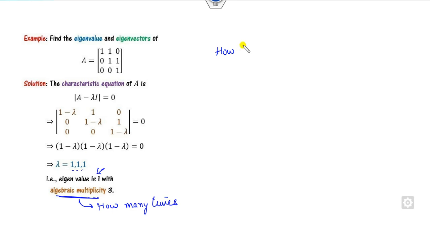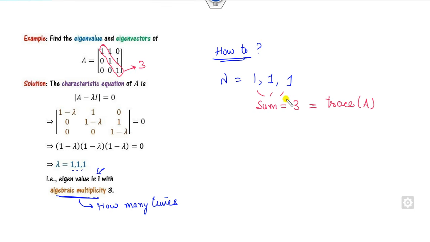How do you check whether your answer is correct or wrong? Since my eigenvalues are 1, 1 and 1, you can find the sum of these. What is the sum? 3. That must always be the trace of the matrix. What is the trace? The sum of the diagonal values. The sum of the diagonal values is 3, which is the same as the sum of the eigenvalues.